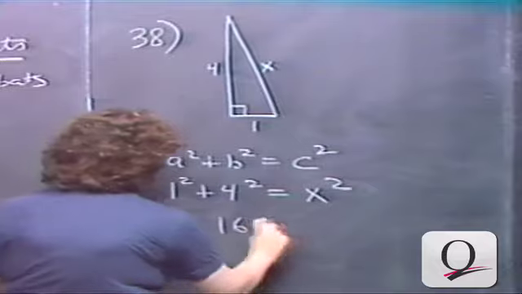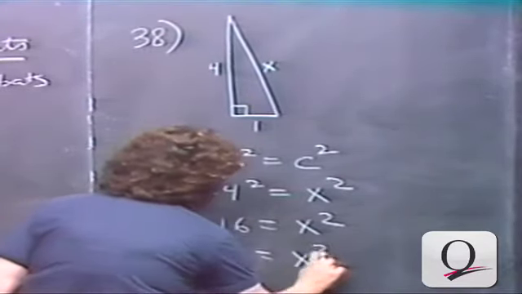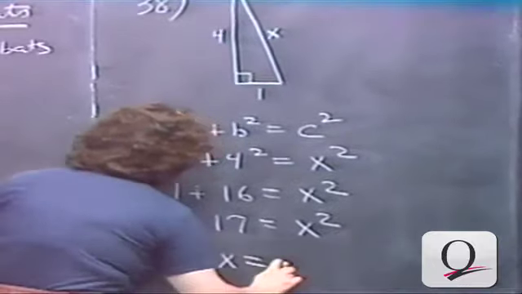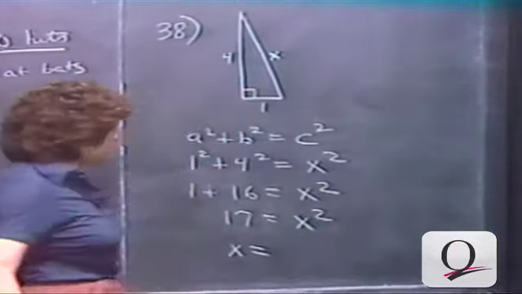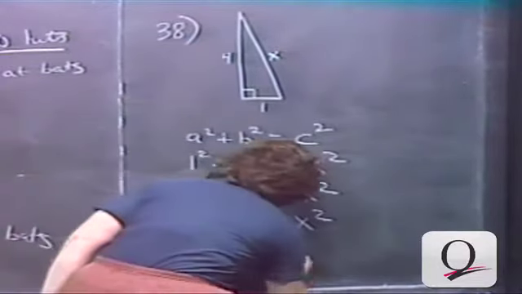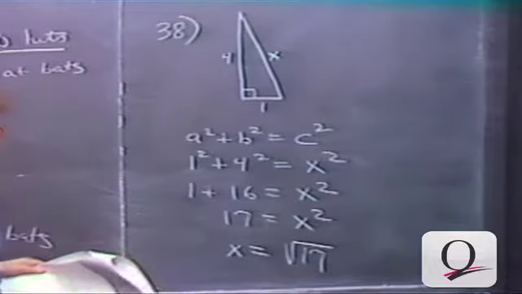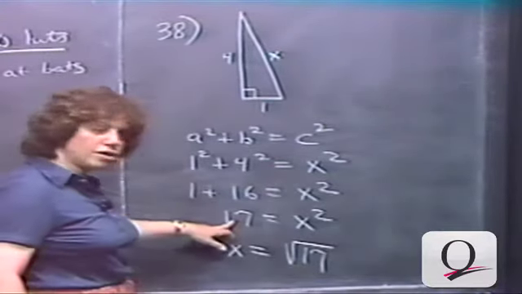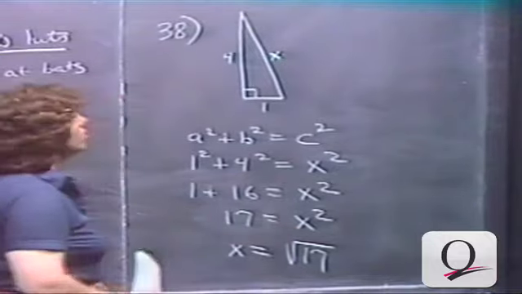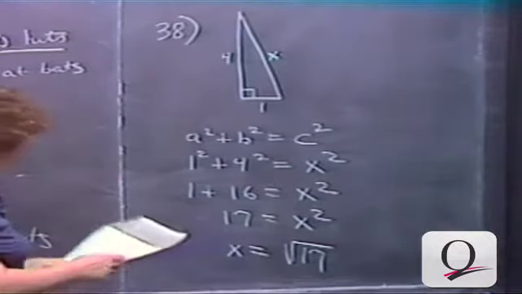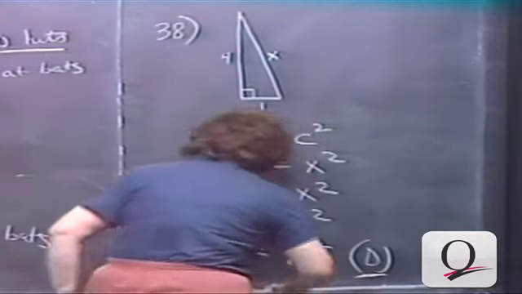1 plus 16 equals x squared. 17 equals x squared. To get x, we'll take the square root. It's plus or minus, but since it's the length of a side, it must be plus. It's plus the square root of 17. And that is one of the choices. Okay, don't do it quickly. I mean, they list 17 as one of the choices, expecting you to fall into the trap of forgetting to take the square root. The answer here is the square root of 17, and that is choice D on the test.